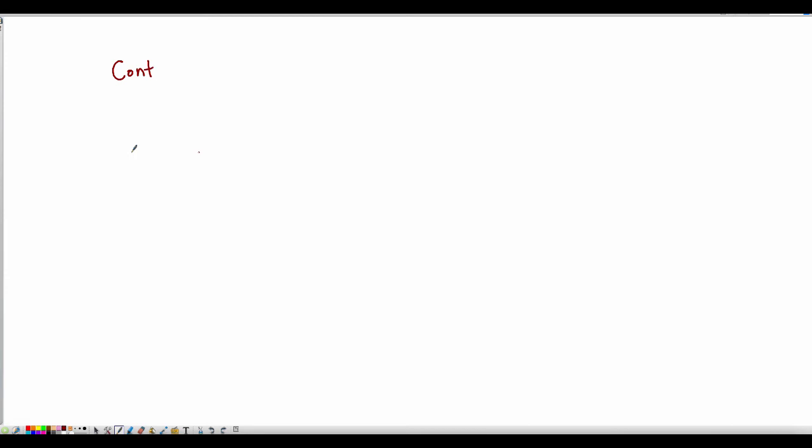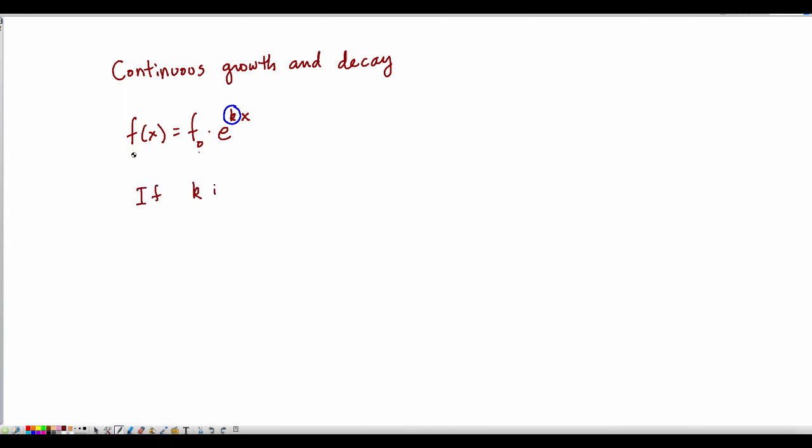Now, sometimes we have continuous growth or decay, and this is when we're using our natural exponential function. So f of x is equal to f naught times e to the kx. And the k is very interesting to us. If k is a number that is positive, then you're going to have growth, because e is about 2.718. And so if it's positive, the b value will be e to the k, which is more than 1. So you'll get growth.